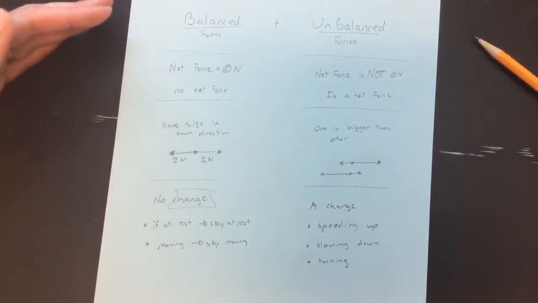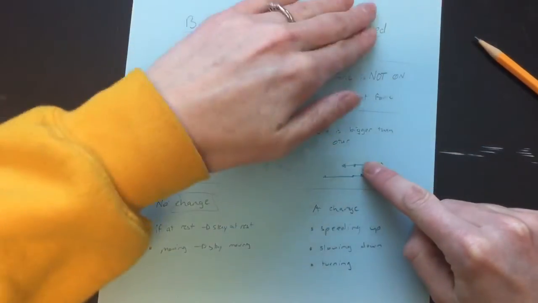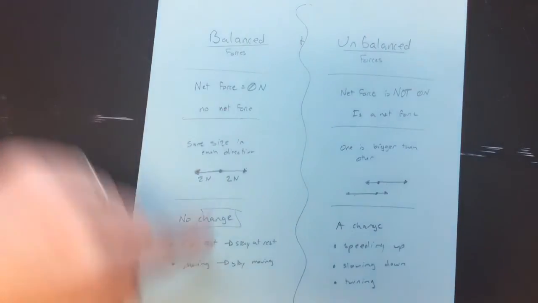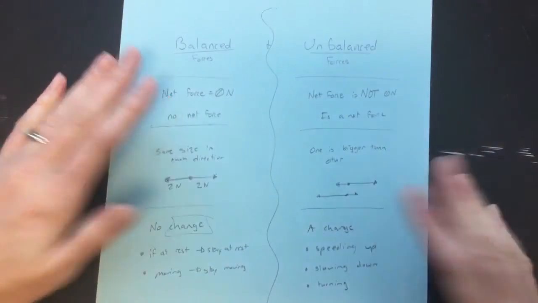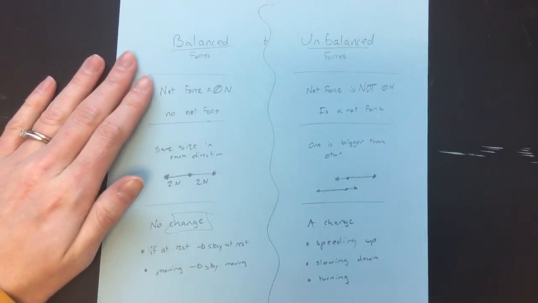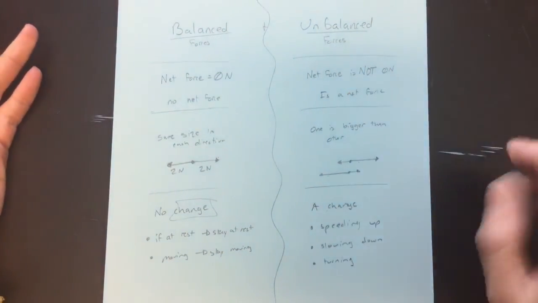So the nice thing is that it doesn't matter which one you start with. If you know that this is true, then you know that all the rest of these in this column are true. Let's draw a nice little line down here. And if you know that this is true, then one of these has to be true, or all of those have to be true. So it doesn't matter which one you start out knowing. You can know the other ones just because you know it's balanced or unbalanced forces.